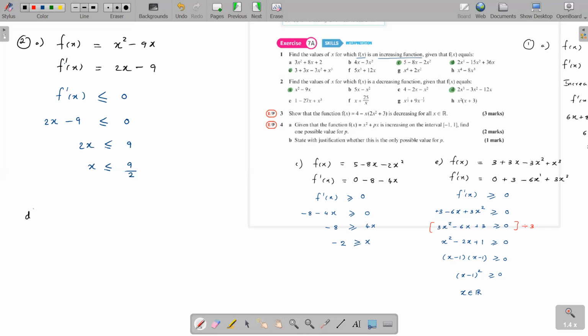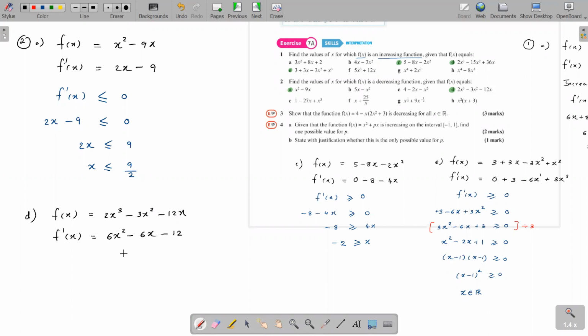Then let's do part D. f(x) is equal to 2x cube minus 3x square minus 12x. So let's differentiate. Differentiating, we get f dash x is equal to 2x cube gives 6x square, 3x square differentiates to 6x, minus 12. Right? 6x square minus 6x minus 12.